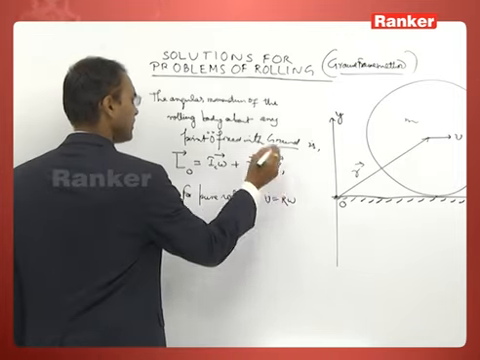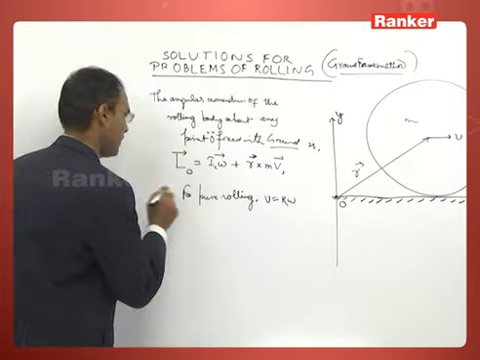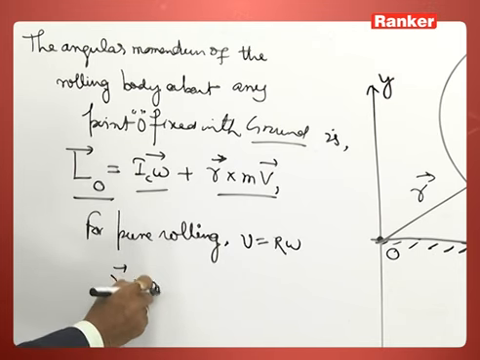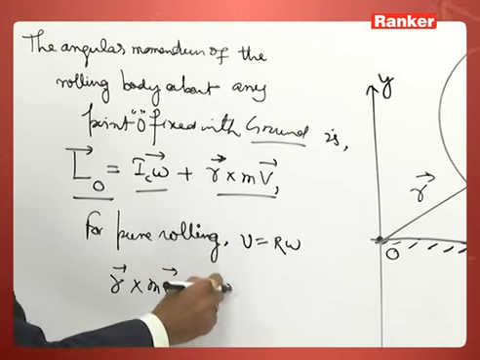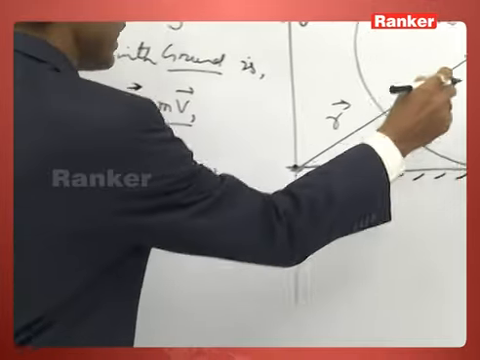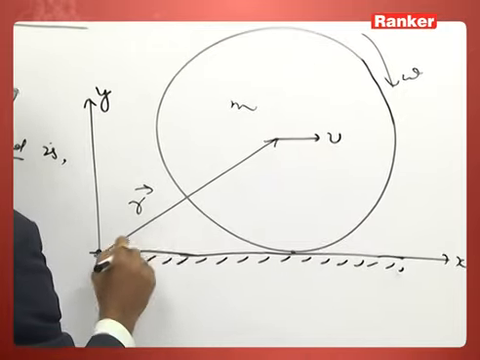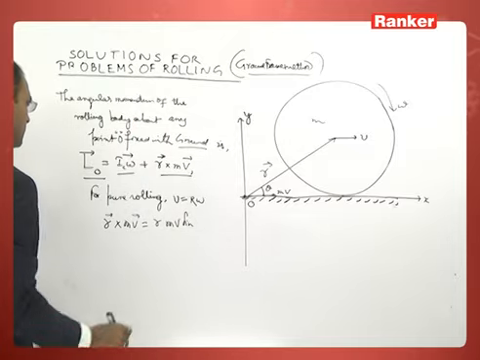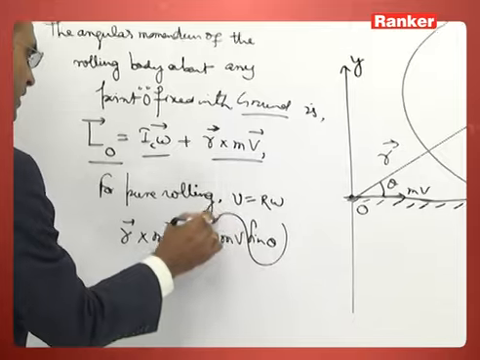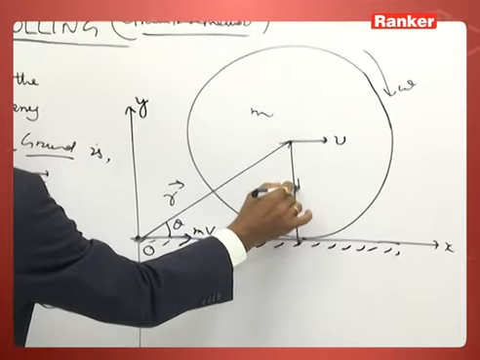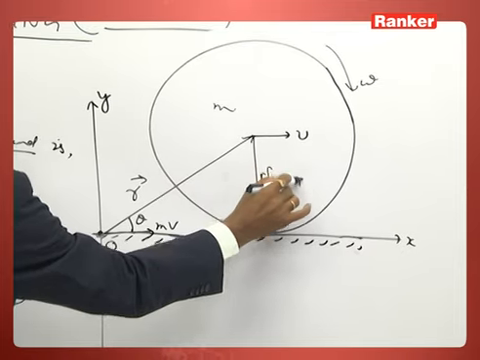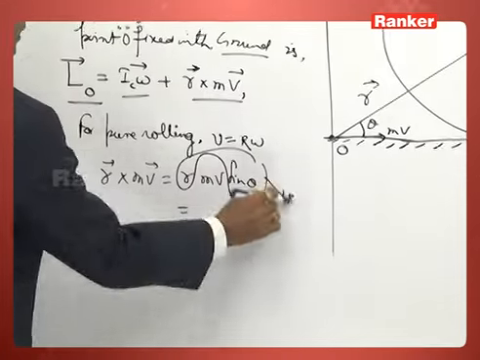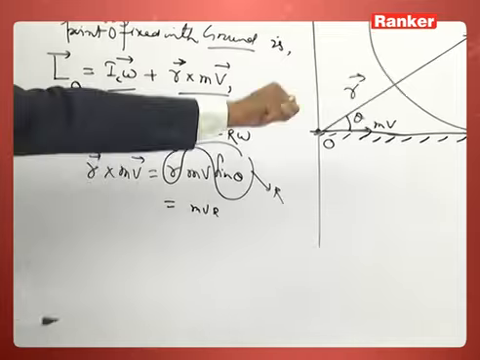And here, these are all vector quantities. R cross MV is equal to R MV sine of the angle between R and MV. This is theta, say, sin theta, and R sin theta is nothing but the radius of the rolling body. So R sin theta can be written as R, and R cross MV is R MV into R.